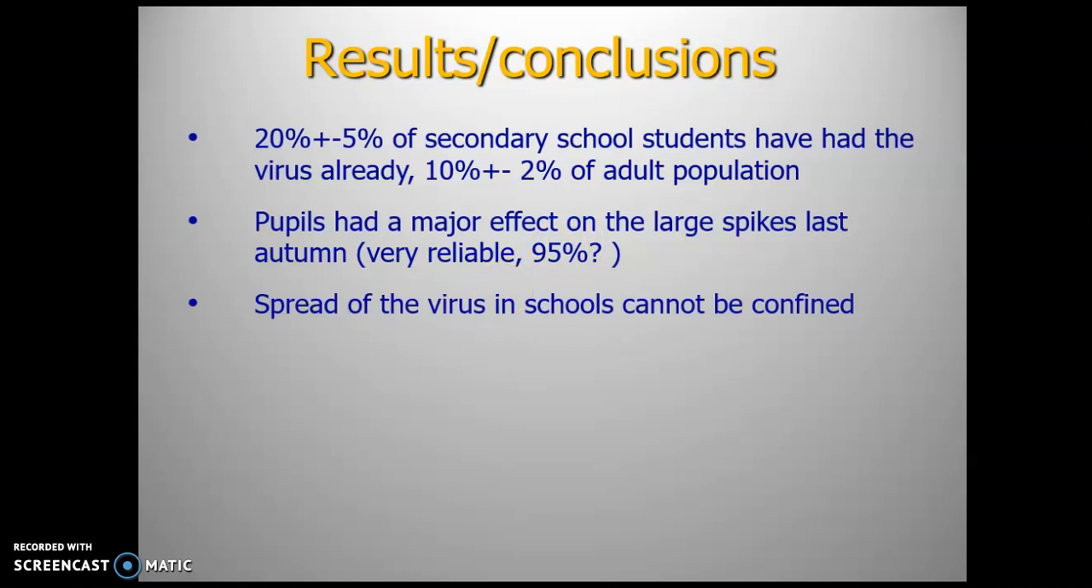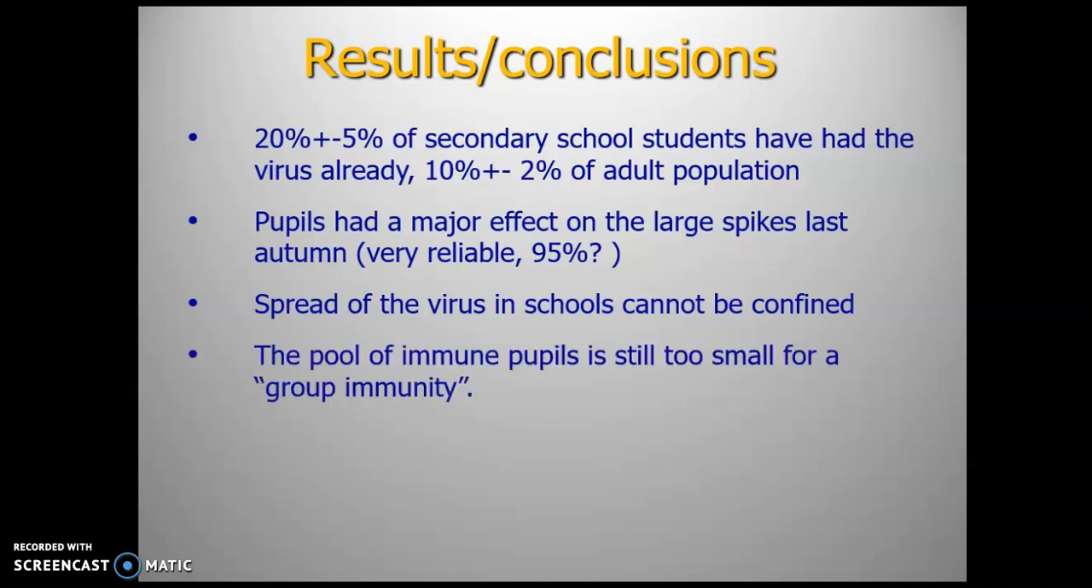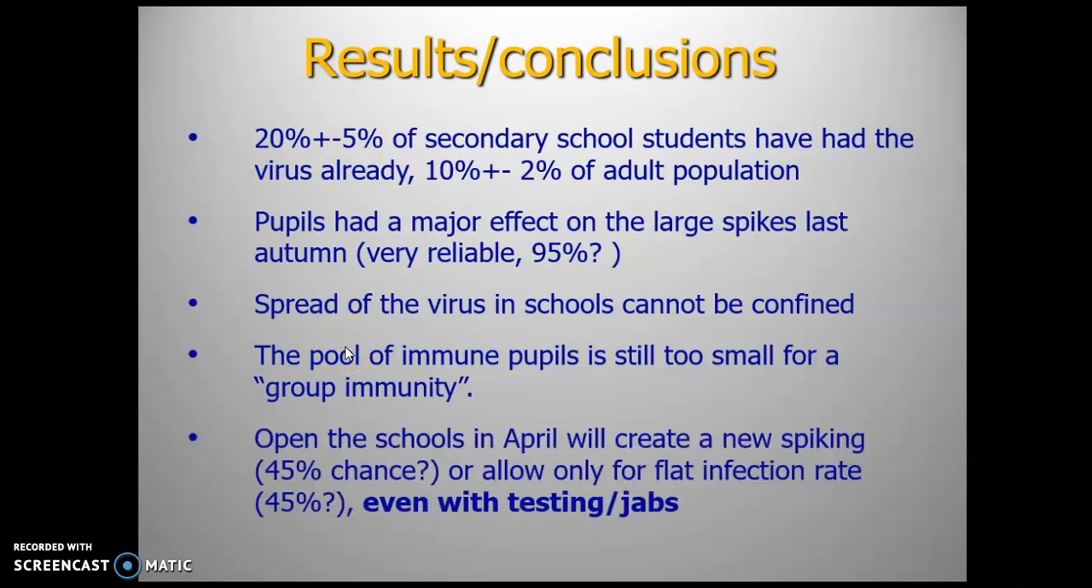The spread of the virus in schools cannot be confined. There is not enough bubble factor to actually contain the virus. The pool of new pupils is still too small for group immunity. Even if it was 25%, that is not enough at this point in time.